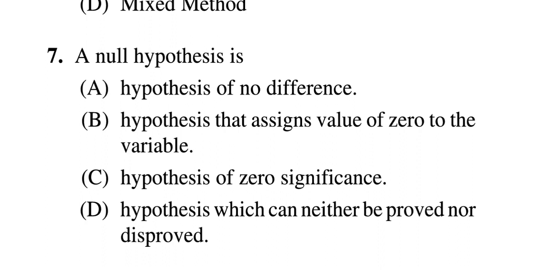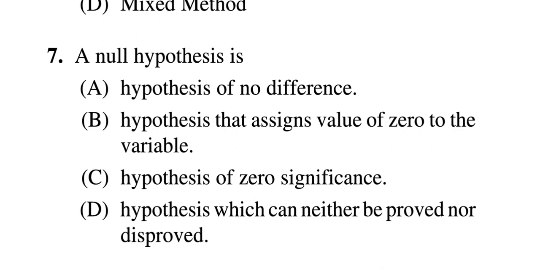Number 7, it says a null hypothesis. Null means, you all know, null means empty, nil. A, a null hypothesis is a hypothesis of no difference. B, hypothesis that assigns value of 0 to the variable. Number C, hypothesis of 0 significance. D, hypothesis which can neither be proved nor disproved. Okay.